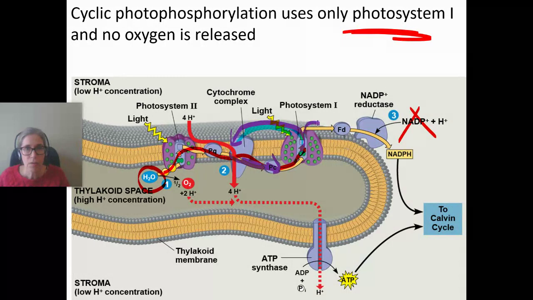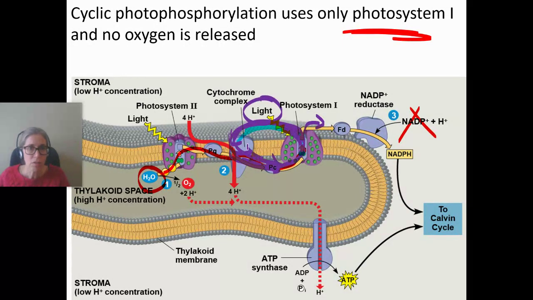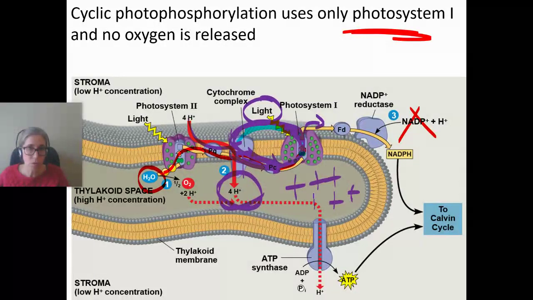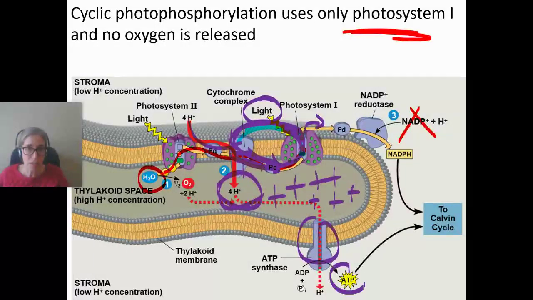But instead of going this way, it's going to go this way, right? So the electrons are still being bumped up by light, and they're still going through an electron transport chain where they're losing energy. That energy is used to pump protons through, just like before. You get a bunch of protons here, you get a proton gradient, and that's still used by ATP synthase to make ATP. So you still have photophosphorylation.